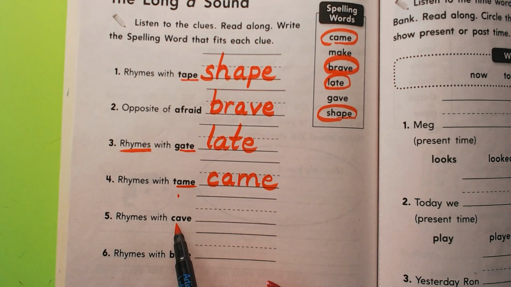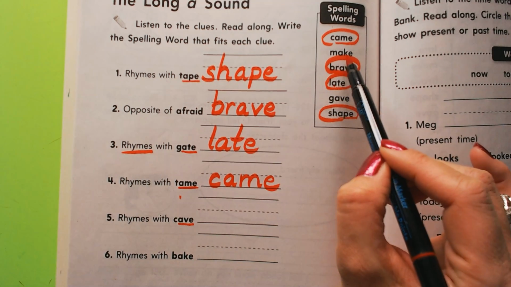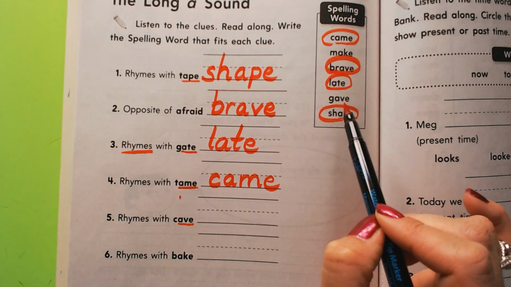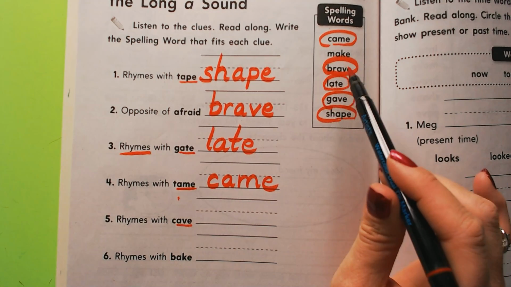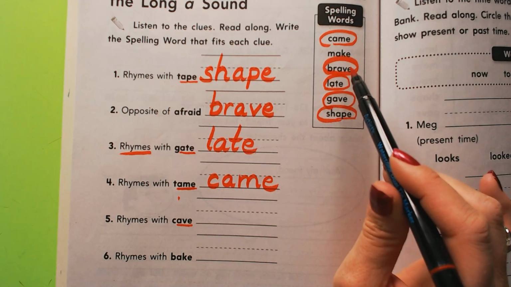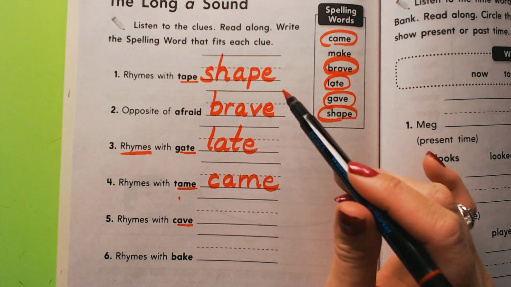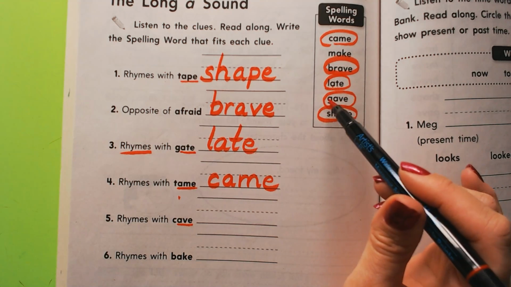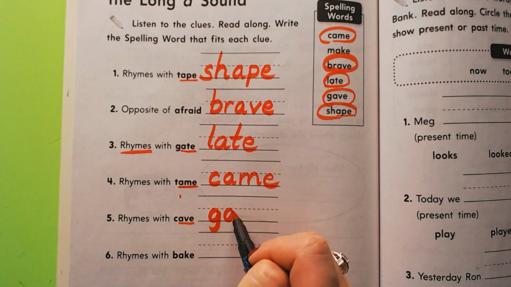So, ave is the word family, A-V-E. So let's look up here for A-V-E. Nope, that's A-K-E. Gave. We already used brave, so we could have also written brave up there because it ends with A-V-E, but we needed it for that one. That means the opposite of afraid. Okay, so gave. Gave rhymes with cave.